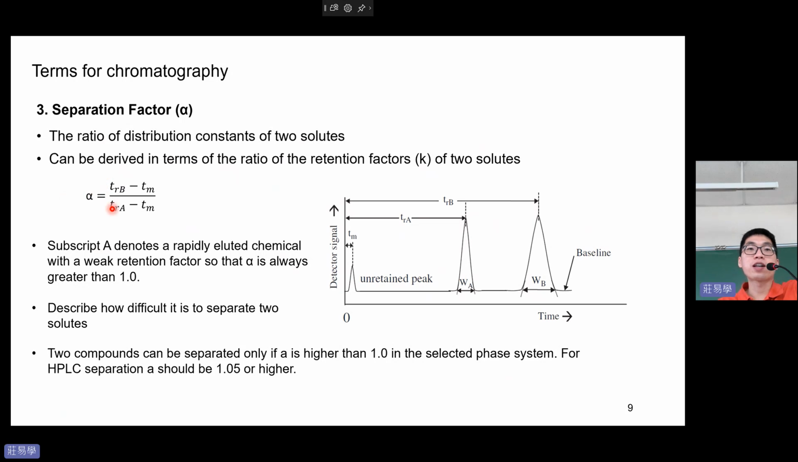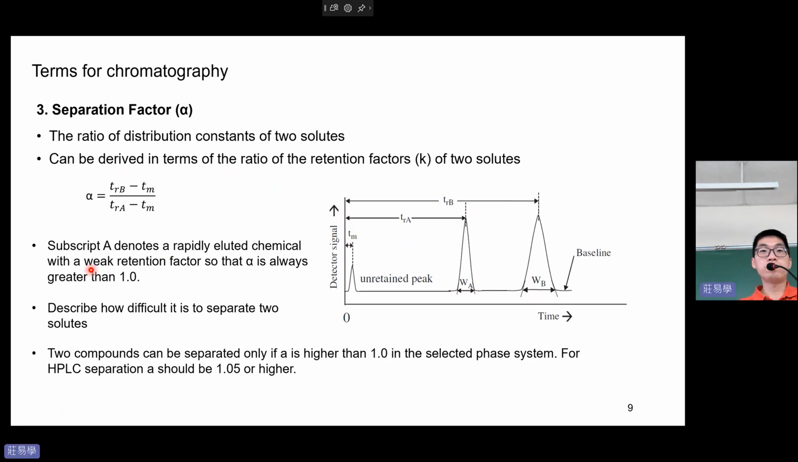Practically speaking, alpha can be calculated from the difference in retention times of your target compound and the unretained peak: TRB minus TM over TRA minus TM.